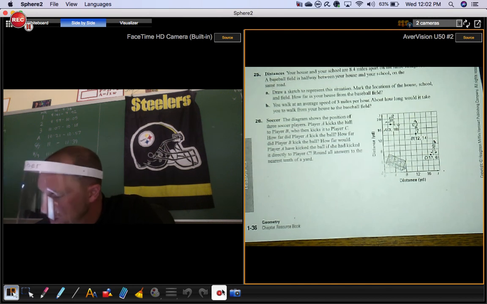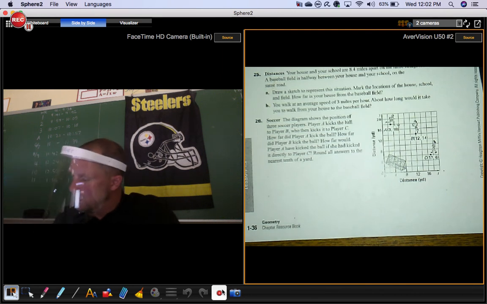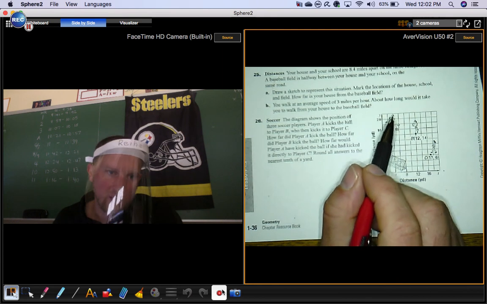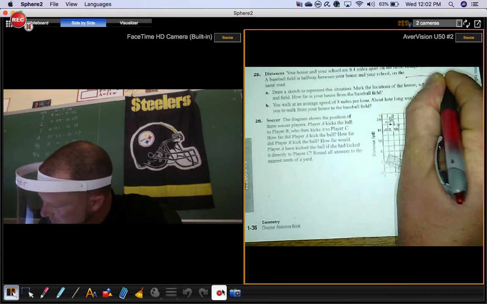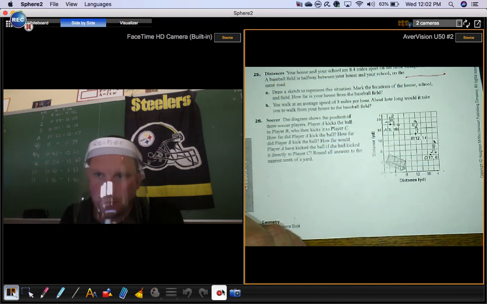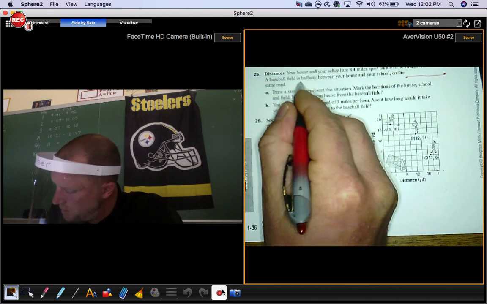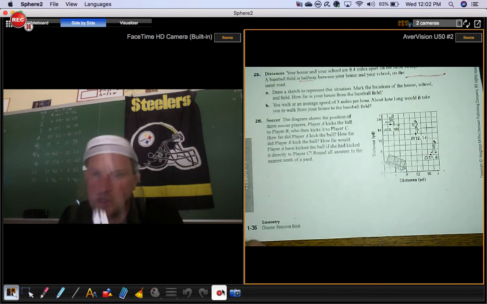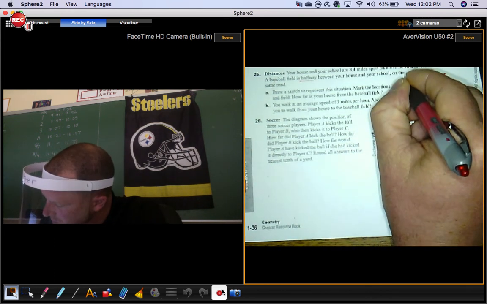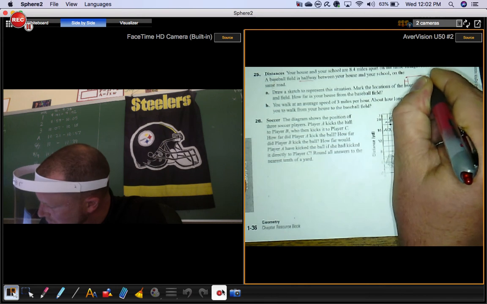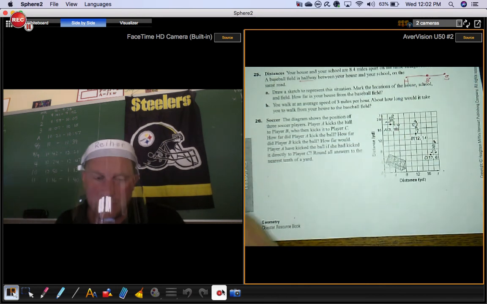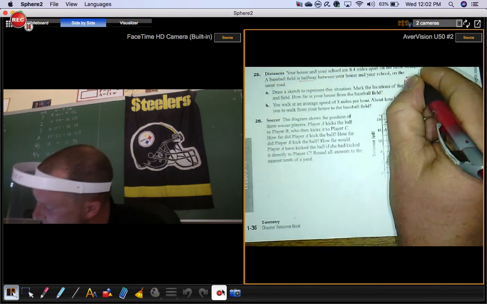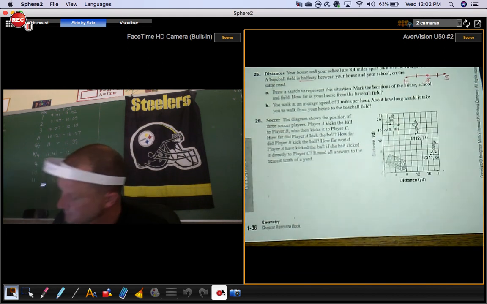A baseball field is halfway between your house and your school on the same road. So if they're on the same road, we're talking about 3 points that are collinear. That baseball field is halfway between your house and the school. Now if it's halfway in between, that means it's the midpoint, so I'm going to indicate that with these marks.